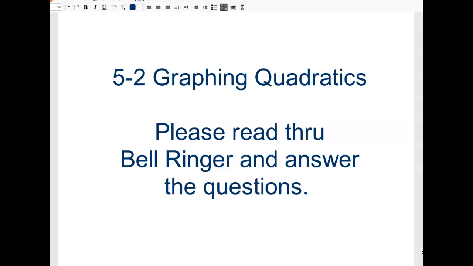All right, guys, so we are continuing our learning of quadratics. You are going to be on 5-2. You're picking up with the bell ringer at the top. I want you to read through that bell ringer, look at the profit graph, and answer those 3 questions down below. So again, read through the bell ringer paragraph and then answer the questions down below.